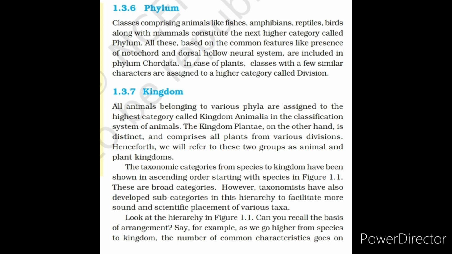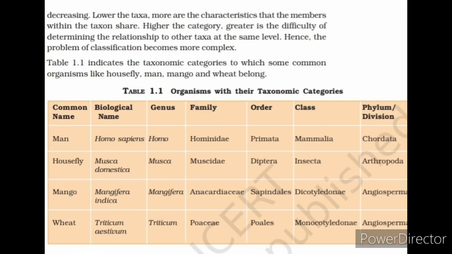Can you recall the basis of arrangement? Say, for example, as we go higher from species to kingdom, the number of common characteristics goes on decreasing. Lower the taxa, more are the characteristics that the members within the taxon share. Higher the category, greater is the difficulty of determining the relationship to other taxa at the same level.